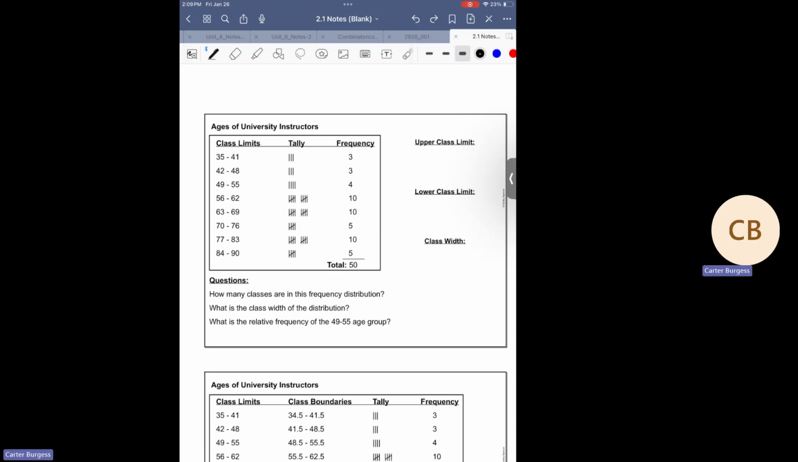All right, within a particular class limit, so within a particular interval here, we can talk about the upper bound of the class limit versus the lower bound of the class limit. For instance, if I'm looking at the class from 56 to 62, what would we guess is the upper class limit? 62. And what would the lower class limit be? 56. So the upper class limit is the largest value in a class limit, and the lower class limit is the smallest or the lowest value in a class limit.